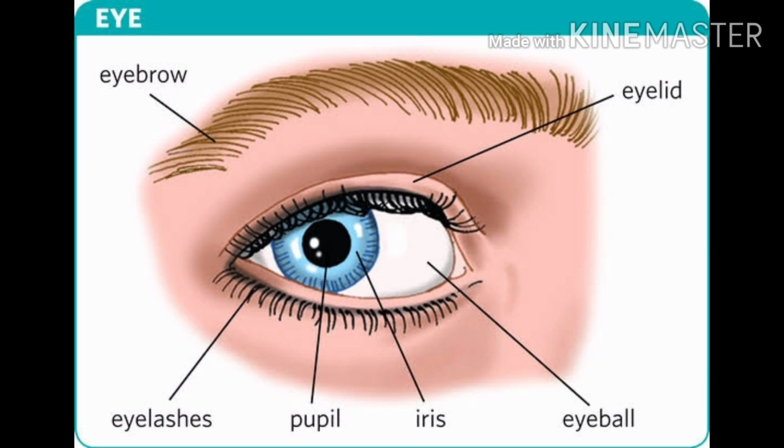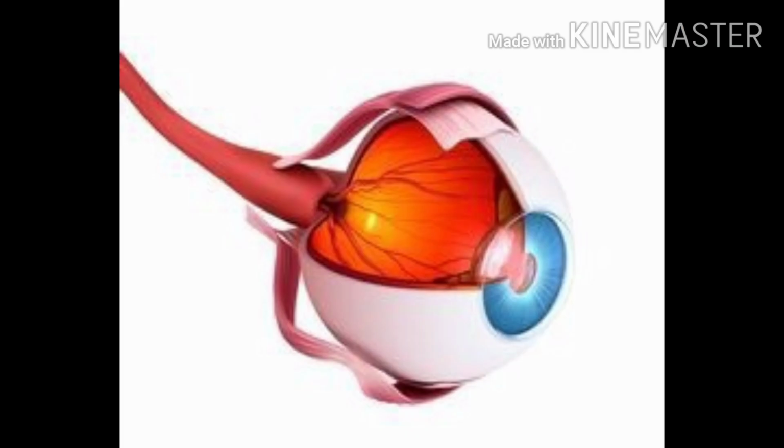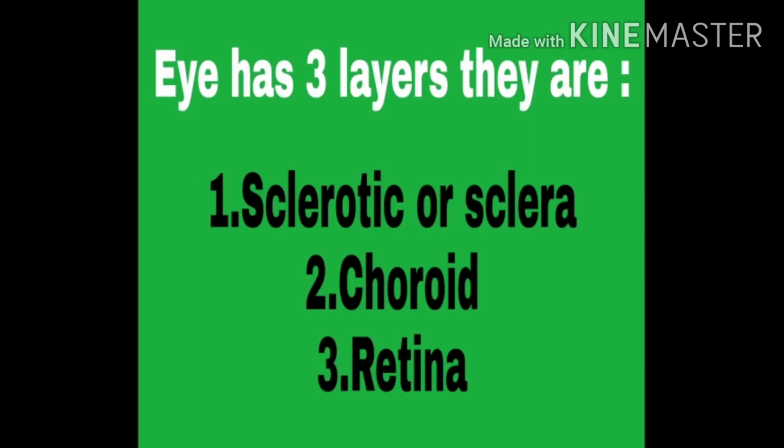Our eye contains eyelids, eyelashes, eyebrows, and lateral glands. A thin layer called conjunctiva covers the front portion of the eye. The eyeball is located in the eye socket. Only 1/6 portion of the eyeball is visible to us. The eye has three main layers. They are the sclerotic layer or sclera, the choroid layer, and the retina.